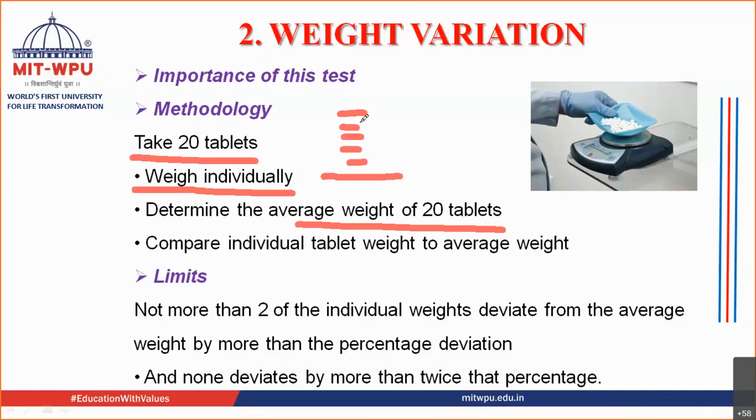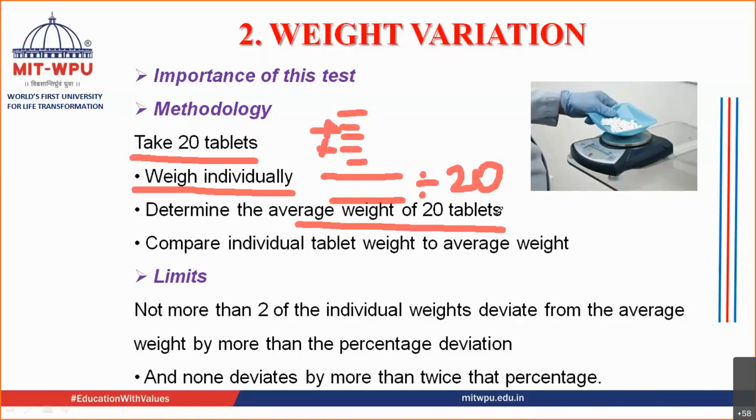You perform the summation. You add each one of them, so you add all of them. After adding all of them, you are going to get a certain value. When you divide this value by 20, you are going to get the average weight. Am I clear up till now?